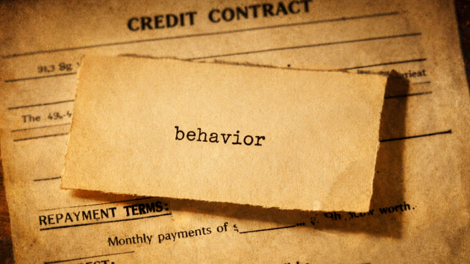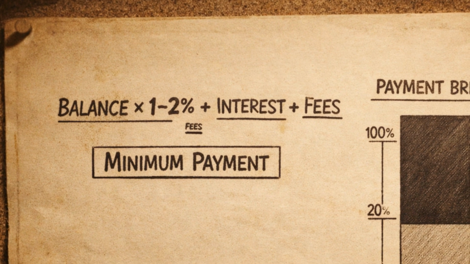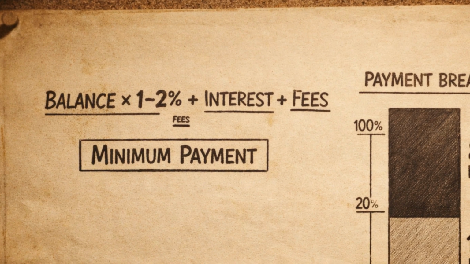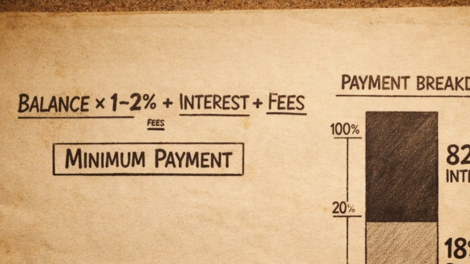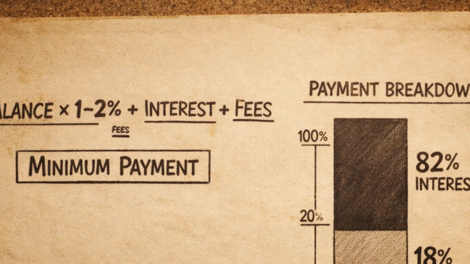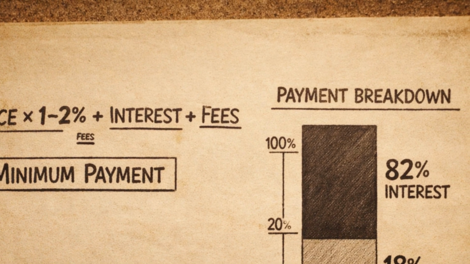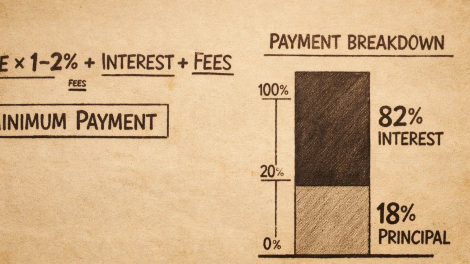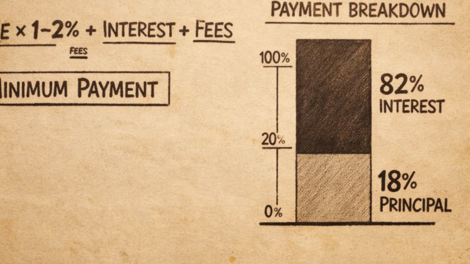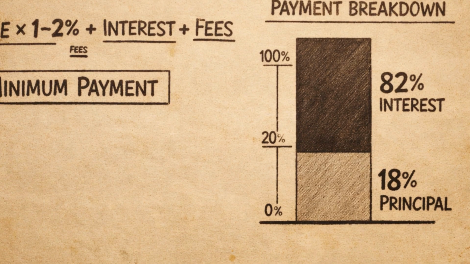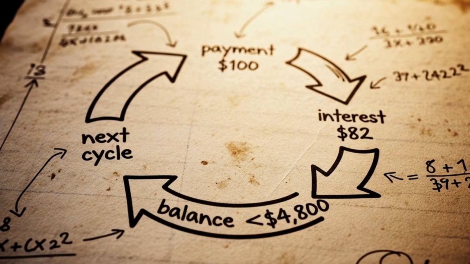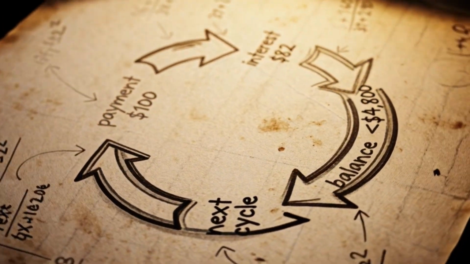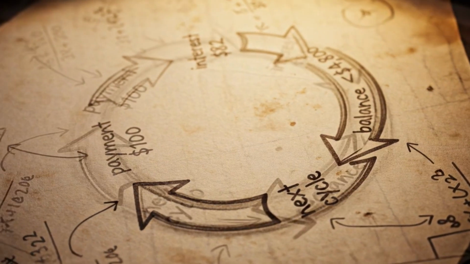Each month, the minimum payment is calculated as a small percentage of the balance, typically between 1 and 2%. This amount is then combined with interest charges and fees. The result becomes the required payment. When that payment is made, most of it covers interest. Only a small portion reduces the principal. In some cases, the principal does not decline meaningfully at all. The outcome is consistent. The balance remains active, interest continues to accumulate, and the cycle repeats.